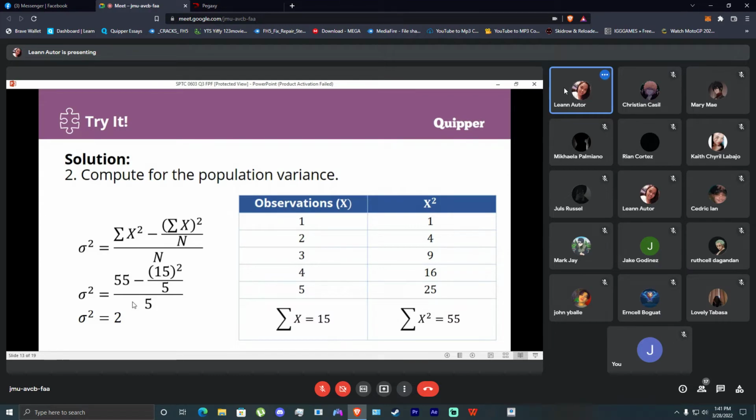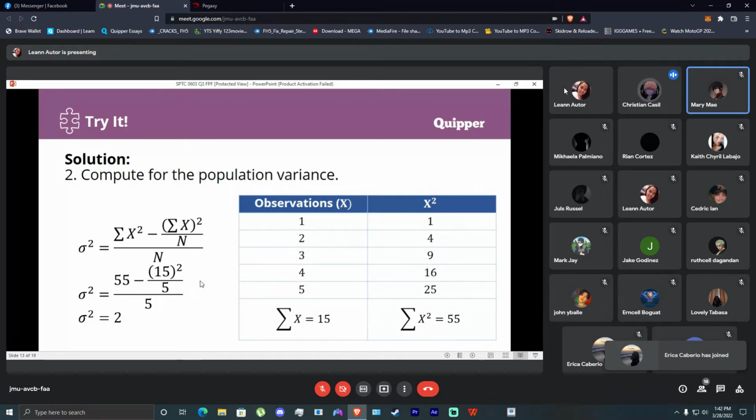What will we do? Which formula will we use? The first one or the second one? The given there is the population variance and the sample size. So, the first one. We can use the one with the square root in the denominator. Wait.